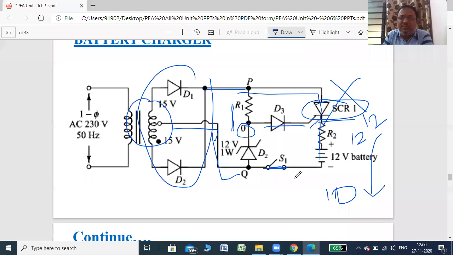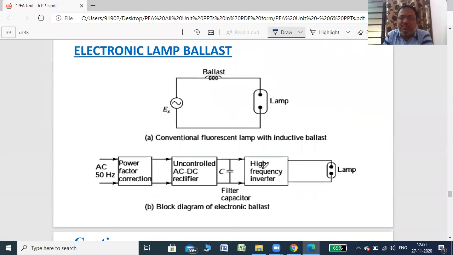So the explanation of the same circuit is given for your reference. You can read it later on. I will forward these PPTs as soon as this unit is over.